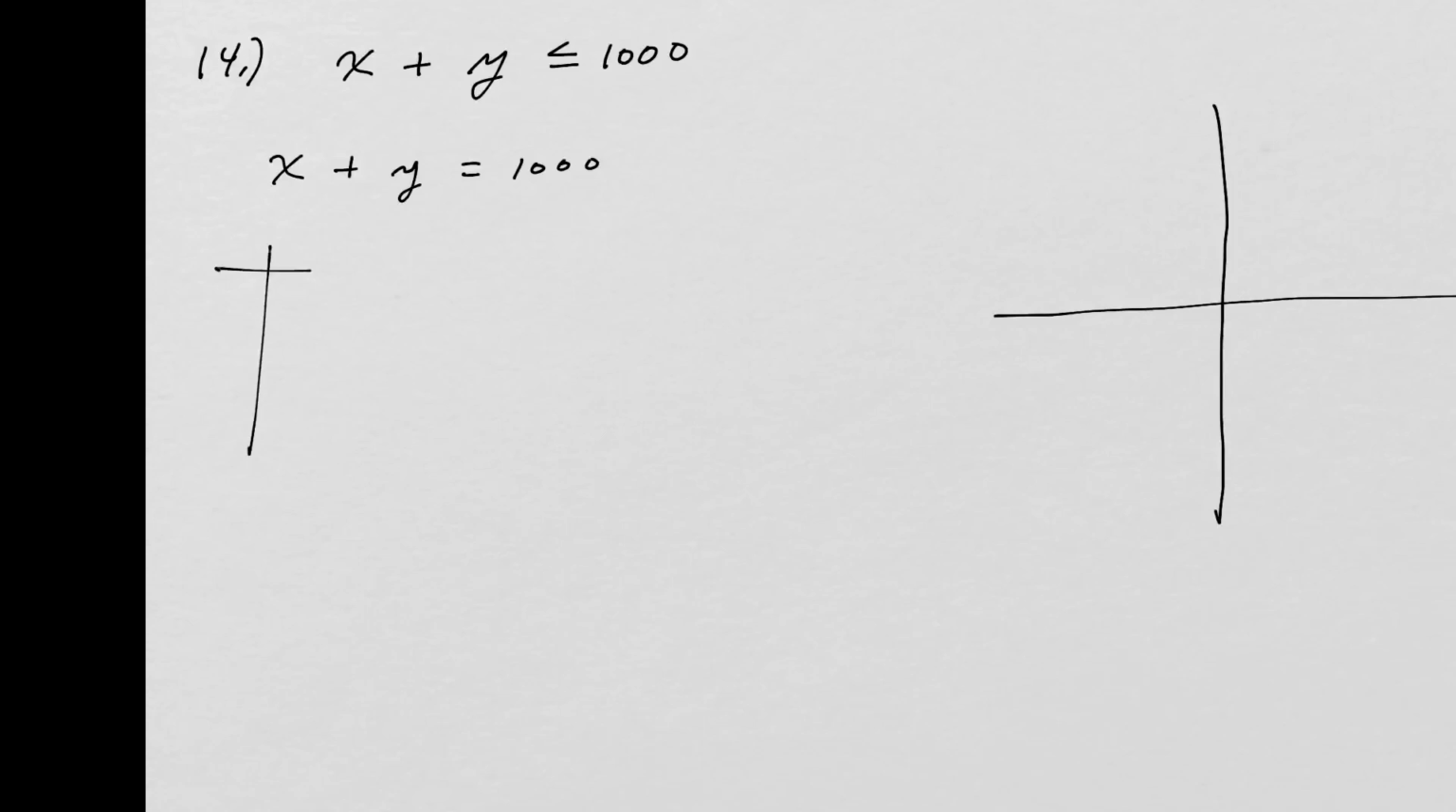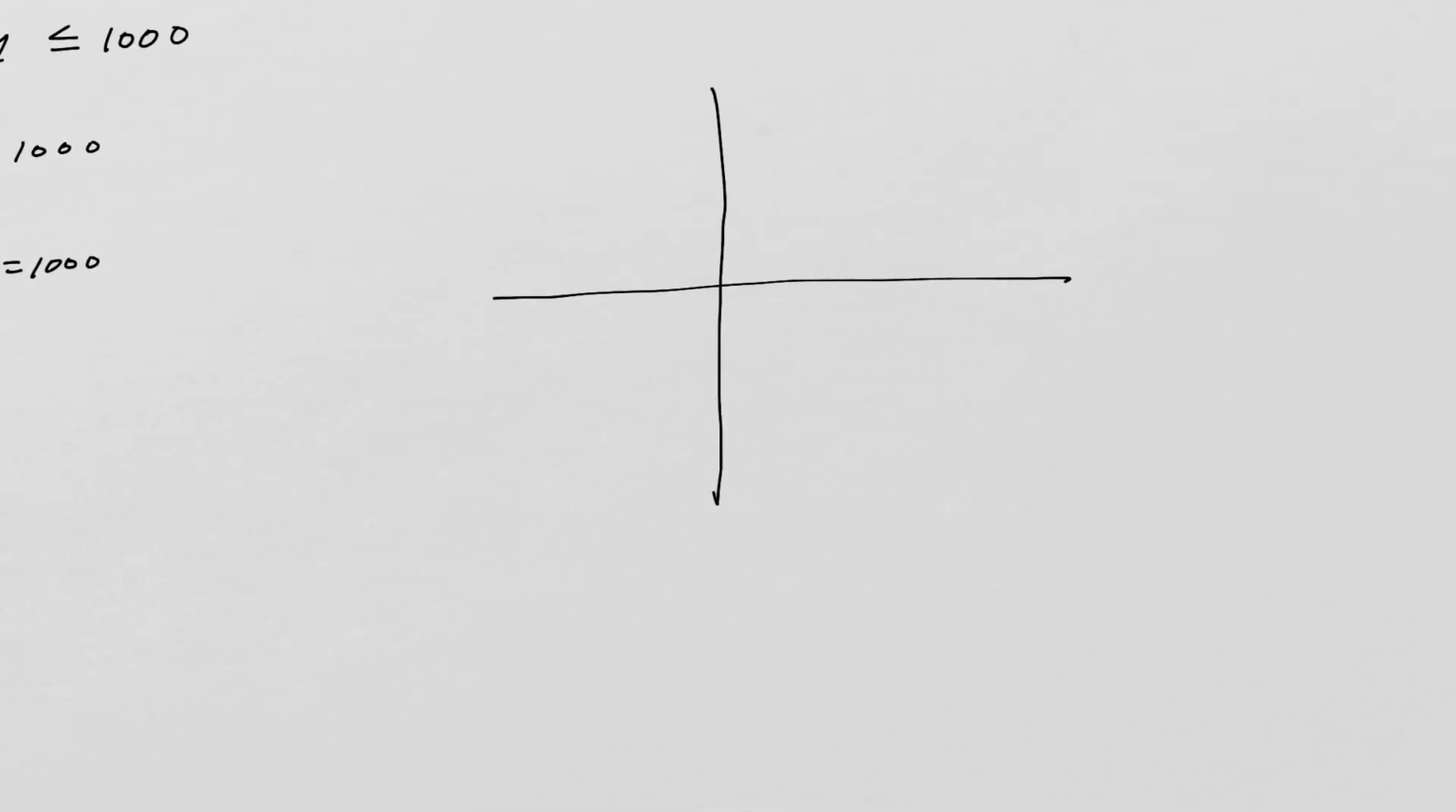If I make a little table here, again, the easiest values to use are the intercepts. So if I force x to be 0, what is y? Well, y's got to be 1,000. And if I make y 0, what's x? Well, x must be 1,000. So if I plot those points, this is (0, 1,000), right here. And then let's say 1,000 is right here. The line that passes through those points is going to be this line. And since it's less than or equal to, I'll draw it as a solid line. So this is a solid line that goes through those 2 points.